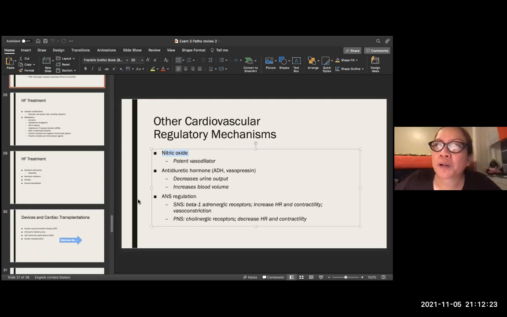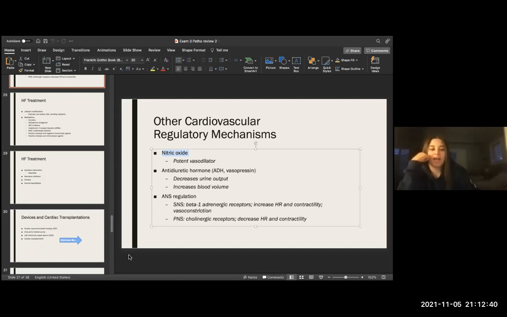Always remember, if there is a pathology and there's vasoconstriction, what drug will you give? You give a vasodilator. If there's too much vasodilation, then you give a vasoconstrictor. That's it. It's just the other way. Get it? Yes. How about this one?